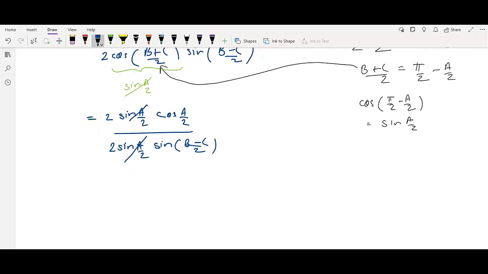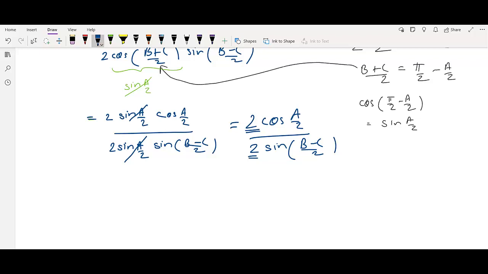I will end up with 2 cos a by 2 and 2 sine of b minus c by 2. Now I am not cancelling these 2's because of another reason, and I'll show you why. Okay, but let us keep a track here.